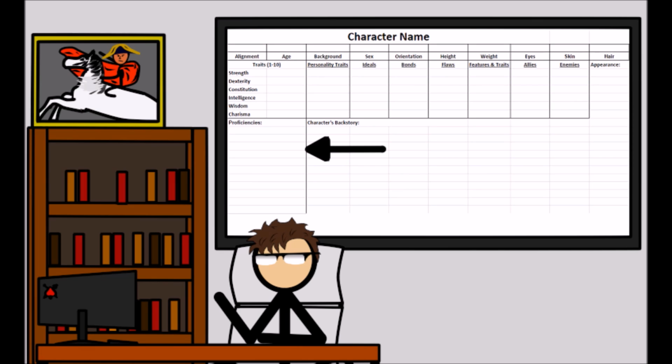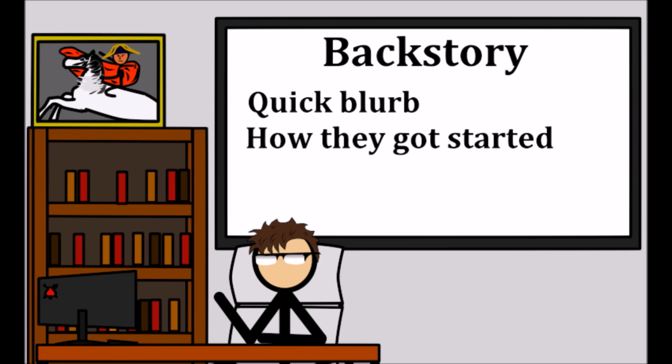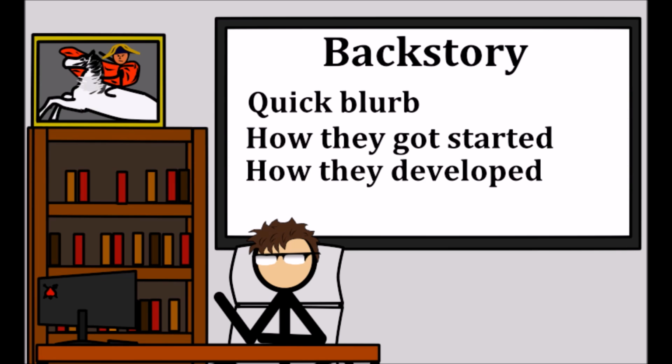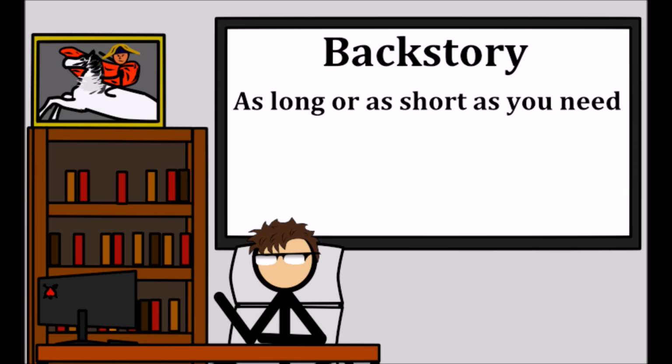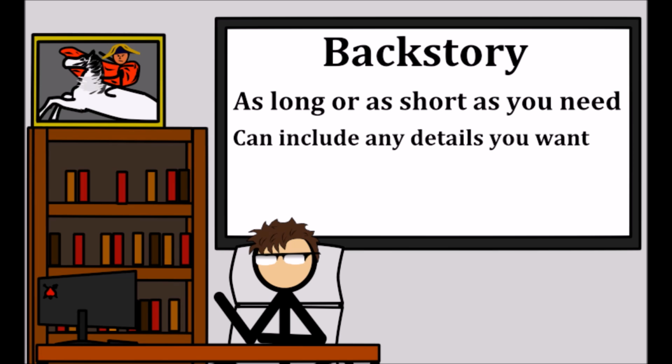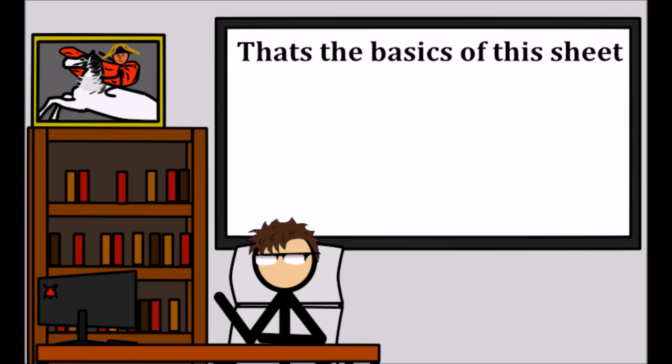After that, we can do their proficiencies, what they're skilled in, and their backstory. Their backstory is a quick blurb about how they got started, how they know certain things, where they developed their flaws and traits, etc. This can be as long or as short as necessary and can include things that won't even be in your main story, once again adding layers of depth. After that, you can always add other notes, pictures, or whatever you think you need to add. That's the basics of how this sheet works, and I think it's a valuable resource to use in character development.